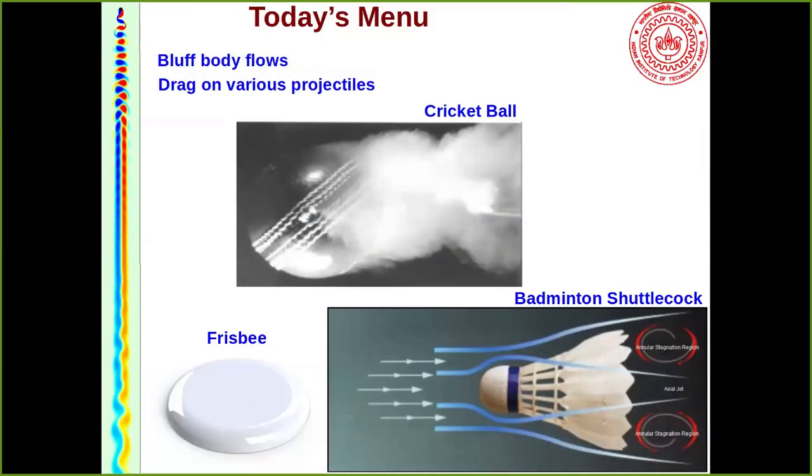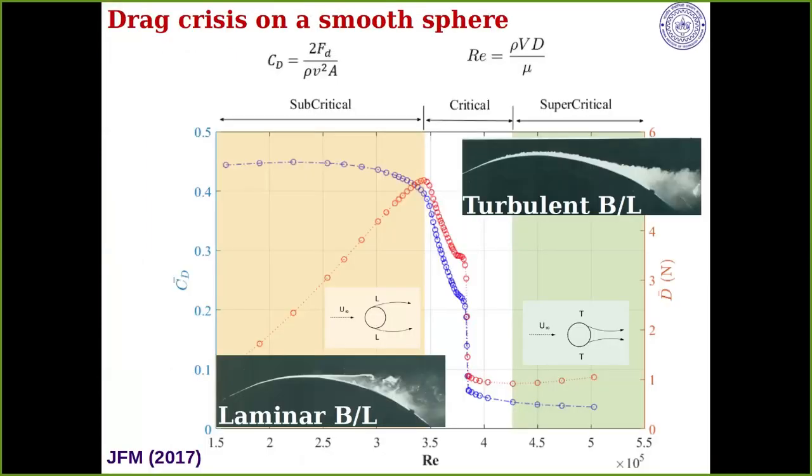So what I plan is to show you a little bit about bluff body flows. You already know most of the things I want to say, but just a review. Then I will show you some experiments on different projectiles and different sports. Talk a little bit about cricket ball because a World Cup is going on. Then, of course, the badminton shuttlecock and some recent work on frisbees. It's in a very nascent stage.